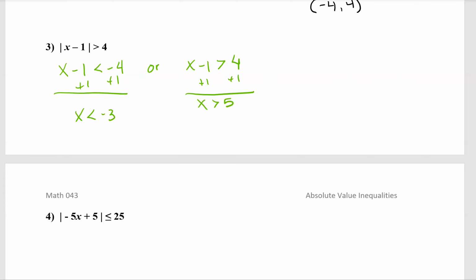So now we write our answer as an interval. X is less than negative 3 as an interval is from negative infinity to negative 3, or x is greater than 5, which is from 5 to infinity. And that symbol there means union, which just means we have one section of the number line, and then we're going to join it with another section of the number line.